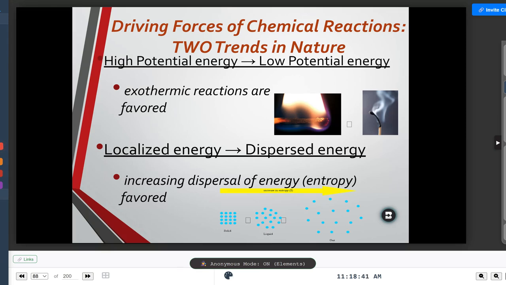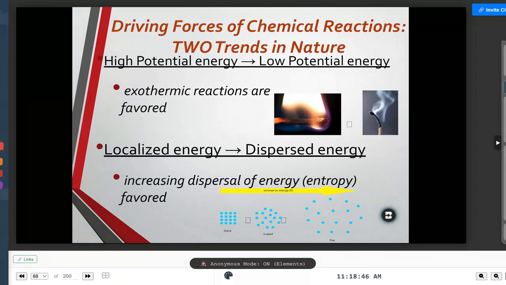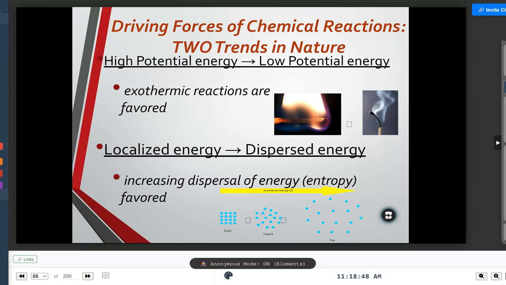And if they are less stable, they're going to be higher on that cliff analogy. And so we want to think of going from high potential energy, where you have a lot of energy stored in the bonds, to low potential energy, where you have less energy stored in the bonds. And so when you go from high to low potential energy, you're going to favor an exothermic reaction.